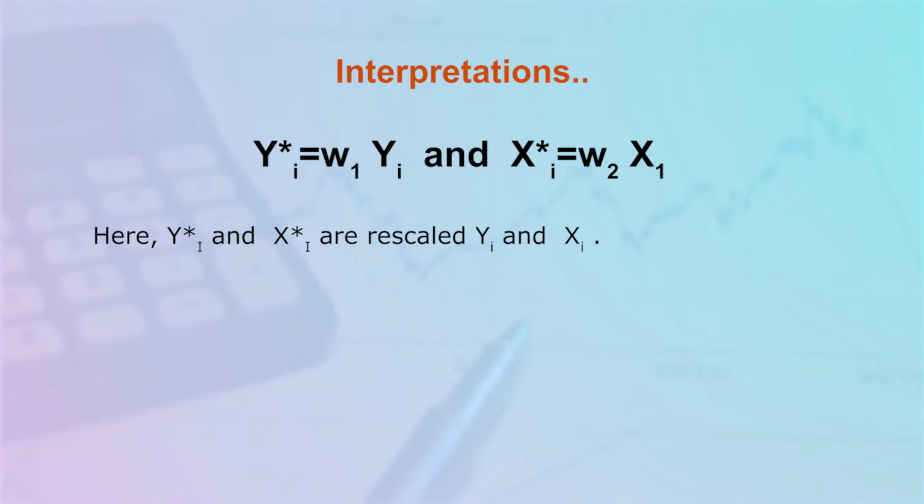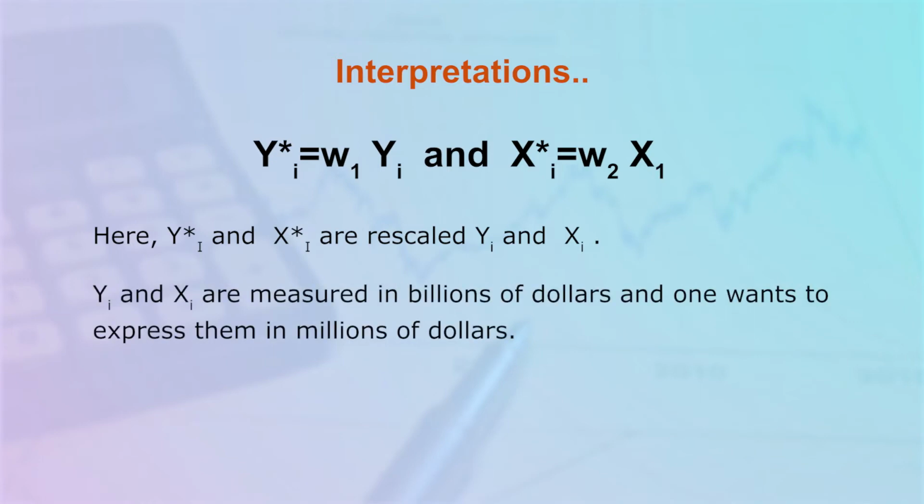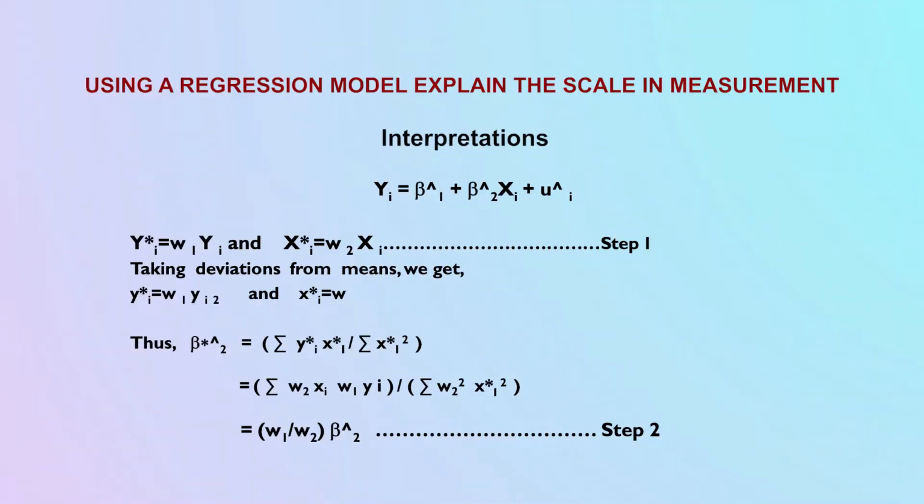So what do we observe? yi and xi are measured in billions of dollars as we started with, and if we want to express them in millions of dollars, then we will have yi star equal to 1000 into yi and xi star equal to 1000 into xi. So here we observe W1 and W2 are the same but may be different in some cases, and thereby both the dependent and the independent variables are rescaled as per the weightage of W1 and W2.